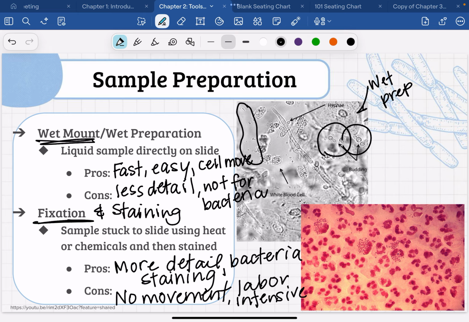So those are our two major types of sample preparation. Wet preps are usually used anytime you're looking for movement or you're looking for eukaryotic cells, bigger cells. Staining and fixing is usually used for bacteria and when you don't need to see movement. Okay? So they both serve a purpose. They're both very useful. It just depends on what you're trying to accomplish, which one you're going to pick.